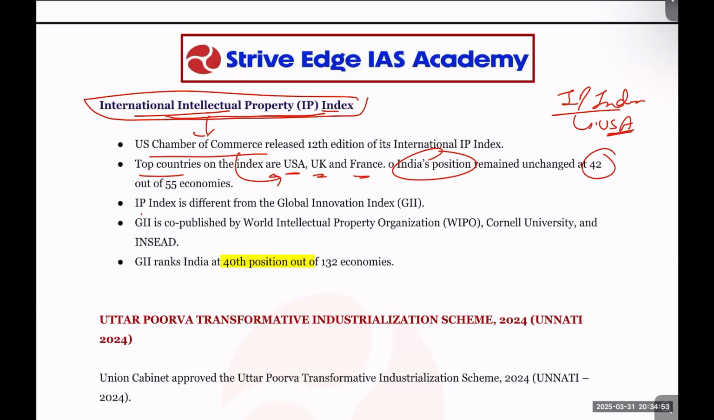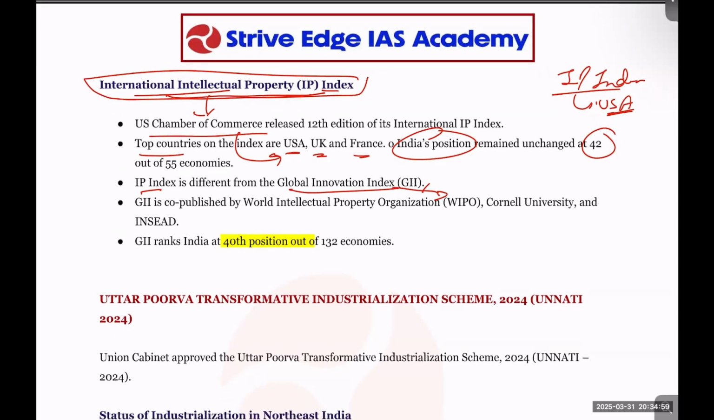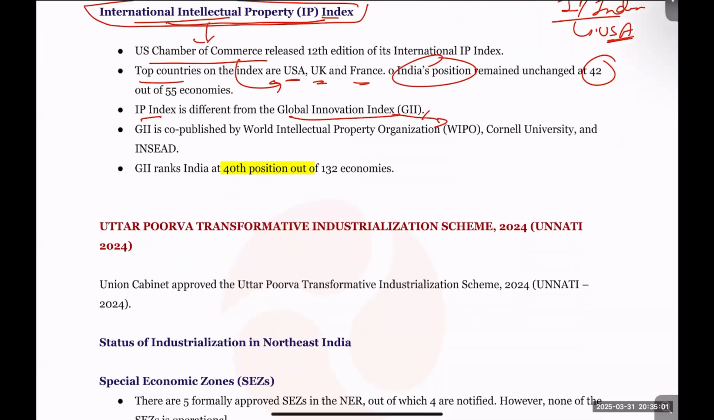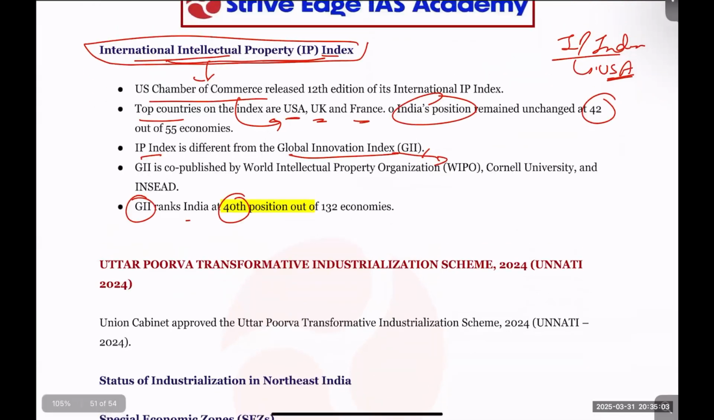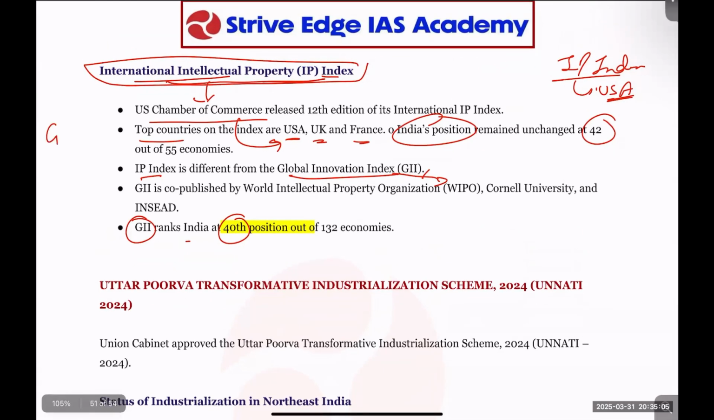Okay. IP index is different from the Global Innovation Index that I have already talked about, which is released by WIPO. In the GII, India ranks at 40th position. So you should remember in the Global Innovation Index, India is ranked at 40th position. And when we talk about the IP index, it is ranked at 42nd position. So there's a difference between both.